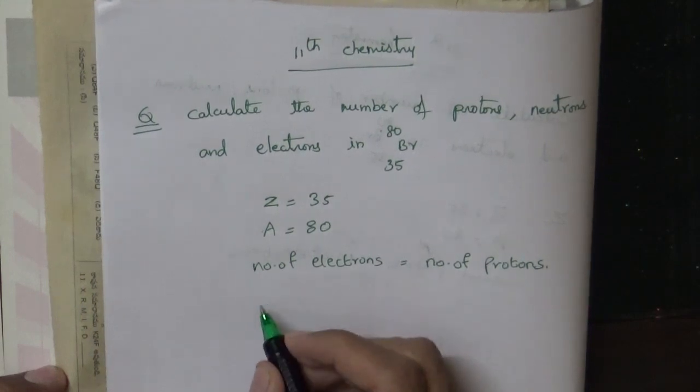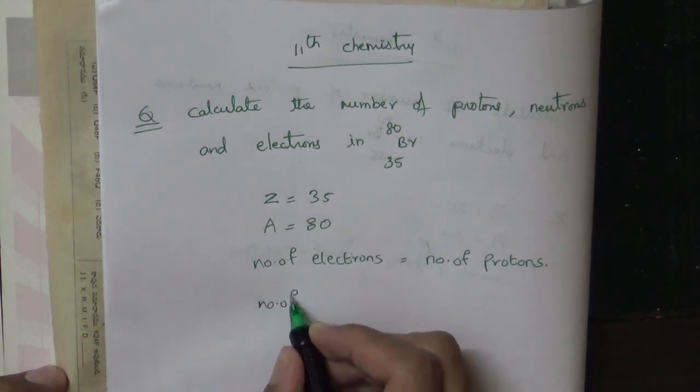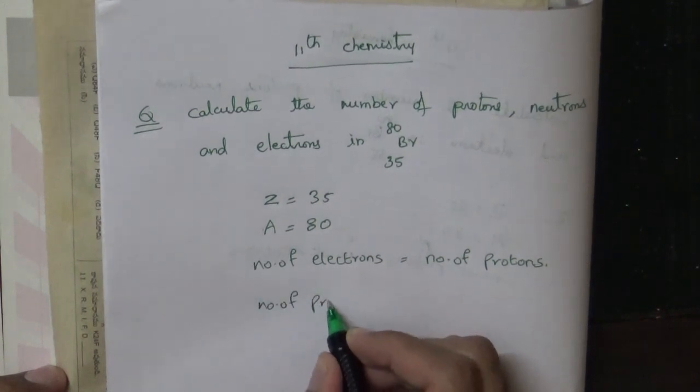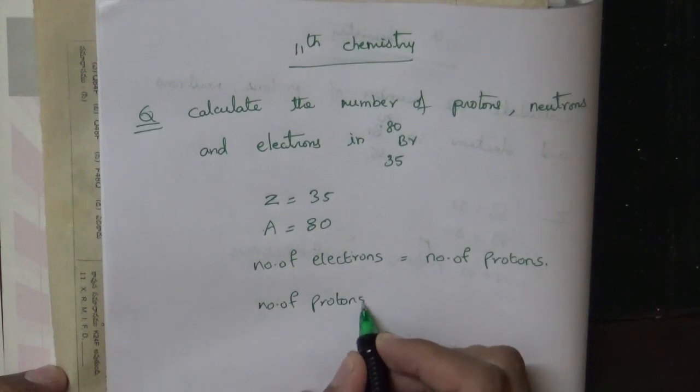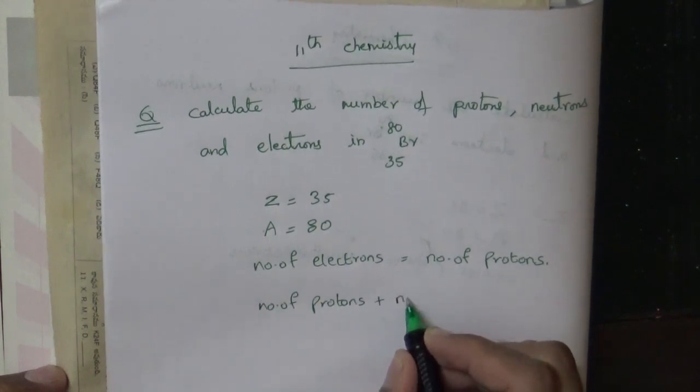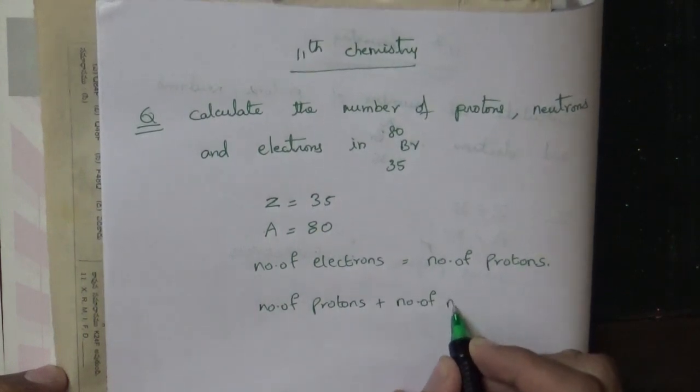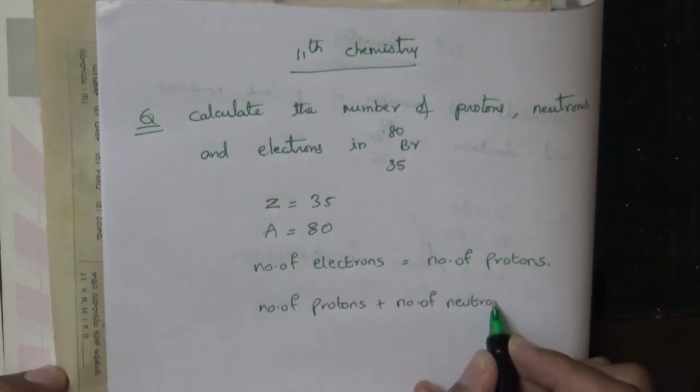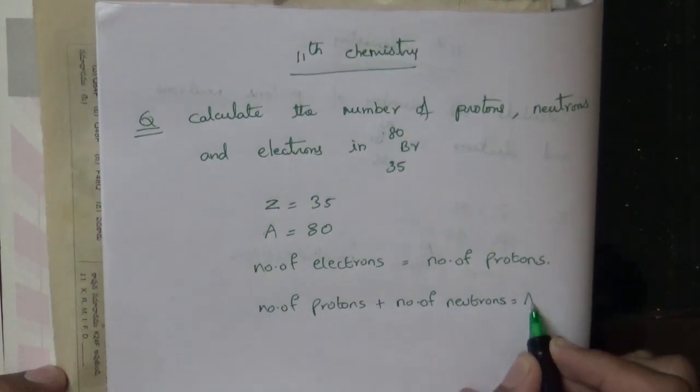And now we will consider the formula that number of protons plus number of neutrons will give us the atomic mass.